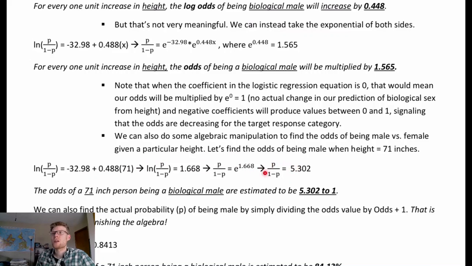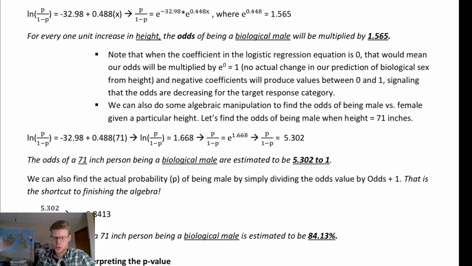And I can see that my prediction for the odds of that person being biologically male is 5.302. So we would interpret this as meaning the odds of a 71-inch person being a biological male are estimated to be 5.302 to 1, right? So that means that their odds of being biologically male are about 5 times their odds of being biologically female. So, that's kind of cool. And the fact that it's greater than 1 means that their likelihood of being biologically male is higher.